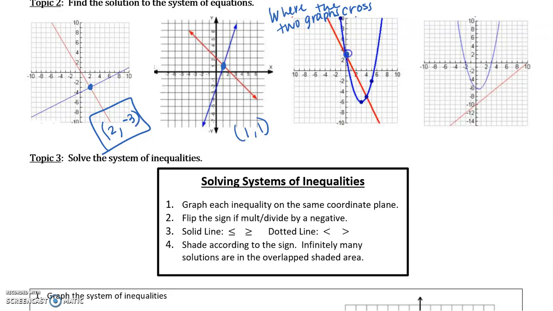Here, the graphs cross in two places. One answer is the point 4, -6. The other answer is the point 0, 2. Whoops, I messed up. So make sure you include both points. If the graphs cross 3 times, you would write down 3 points. In this case over here, this blue parabola doesn't cross the red line at all, so you would say you have no solution.